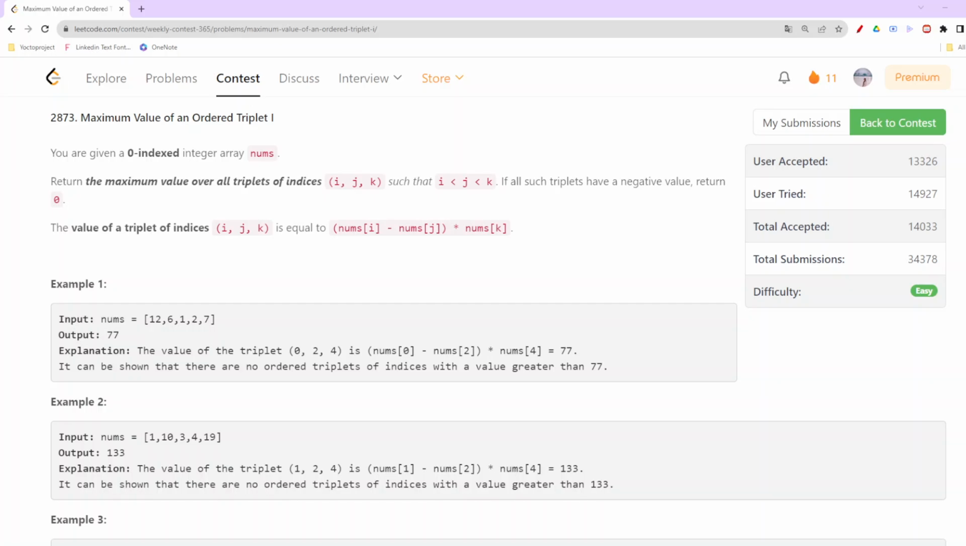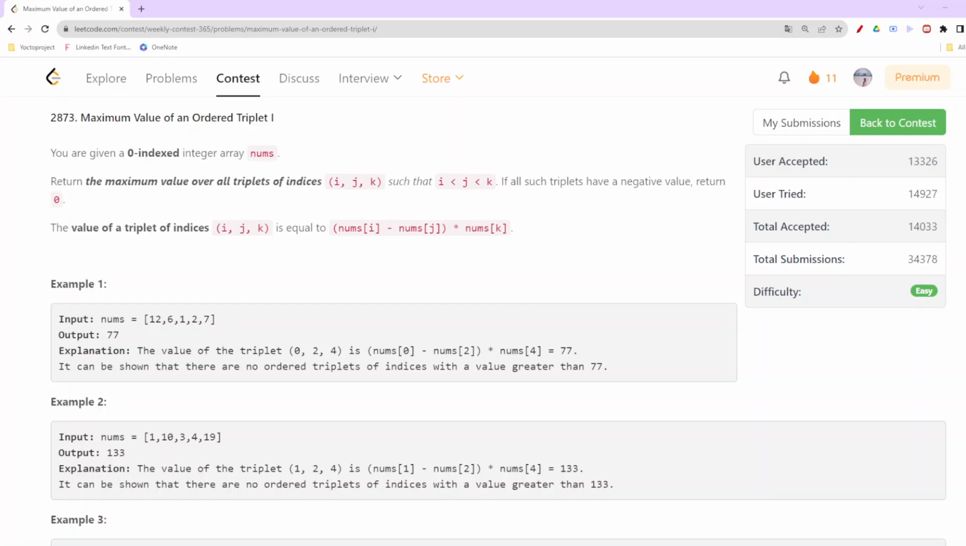So today we are going to do the LeetCode weekly challenge first question, and here we will be going ahead with Maximum Value of an Ordered Triplet 1. So let us first read this question, then about the constraints, and then finally the coding part for the same.